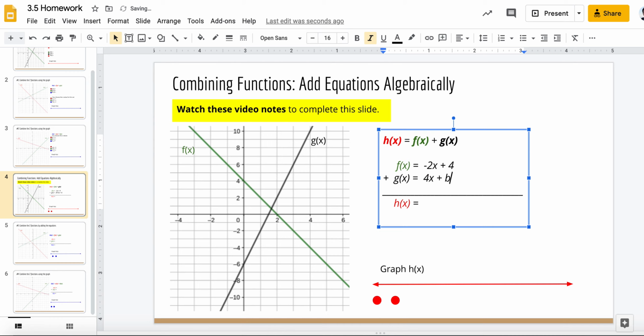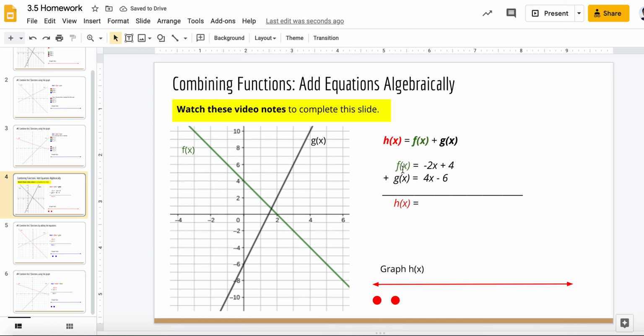So 4x plus the y-intercept. The line crosses the y-axis here at a y value of -6. So my y-intercept is -6. And instead of plus -6, I can just rewrite that as -6.